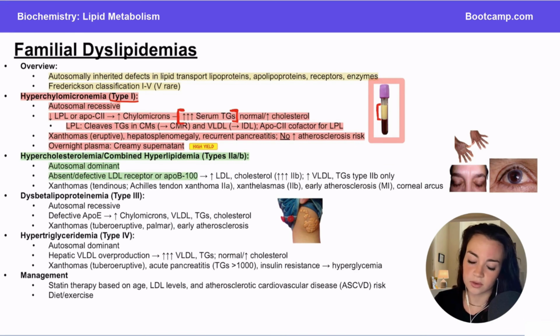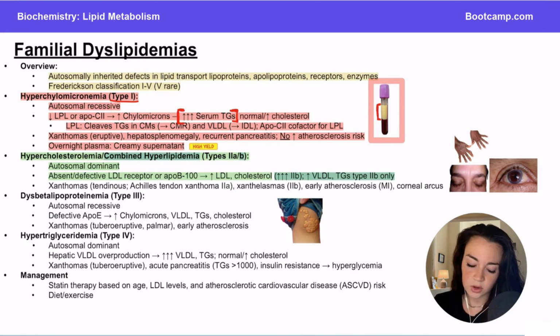So naturally, if either one of those things is defective, you're going to see an increase in LDL as well as an increase in cholesterol. You're going to see a mild increase in cholesterol in type 2A and a larger increase in cholesterol in type 2B, massively elevated total cholesterol. So in both 2A and 2B, you see an elevation in LDL and an elevation in cholesterol, albeit to different degrees. And then in type 2B only, you're also going to see an increase in VLDL and triglycerides.